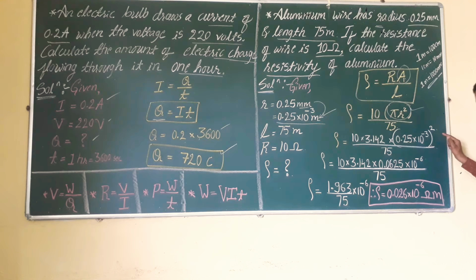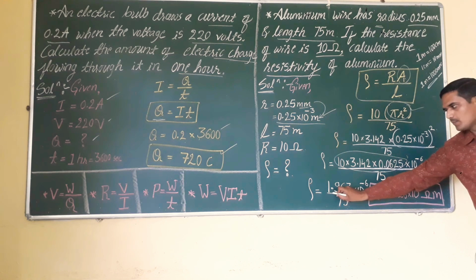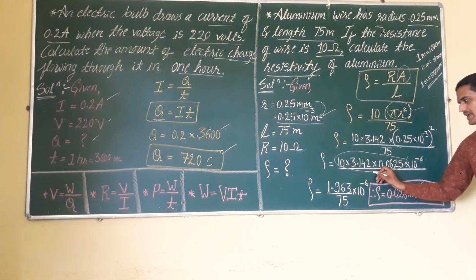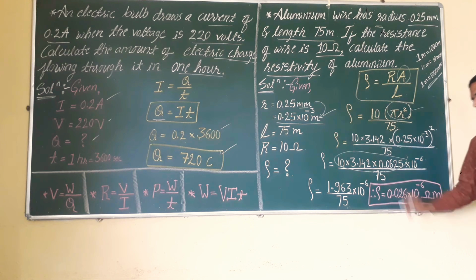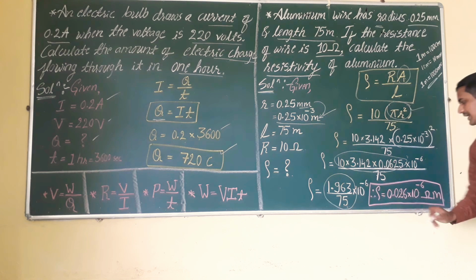Remember this concept also. When you square 0.25, you will get 0.0625, and 10 raised to minus 3 whole squared: (a raised to m) whole raised to n is a raised to mn, right? So it is 10 raised to minus 6. Multiplying all these values, you will get 1.963 divided by 75, into 10 raised to minus 6. Again, by calculating this value, you will get 0.026 and 10 raised to minus 6 as it is.